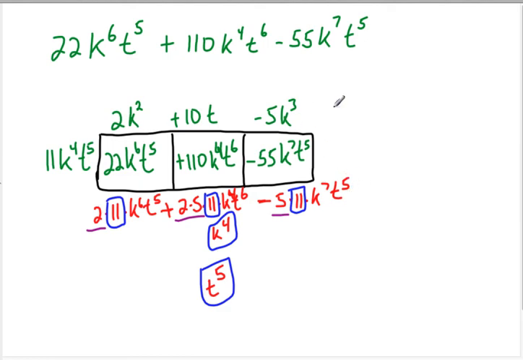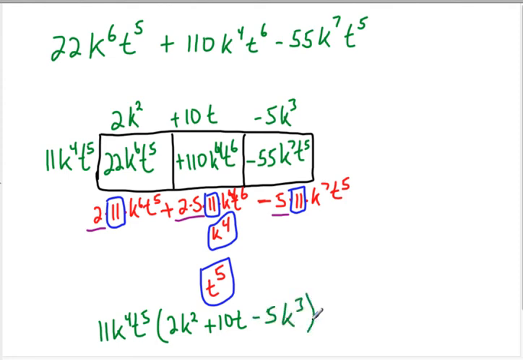Okay, so now I'm going to write down my answer down here, which is 11K4T5 times 2K squared plus 10T minus 5K to the third. And I'll do some quick calculation to see if I got that right. 11 times 2 is 22.